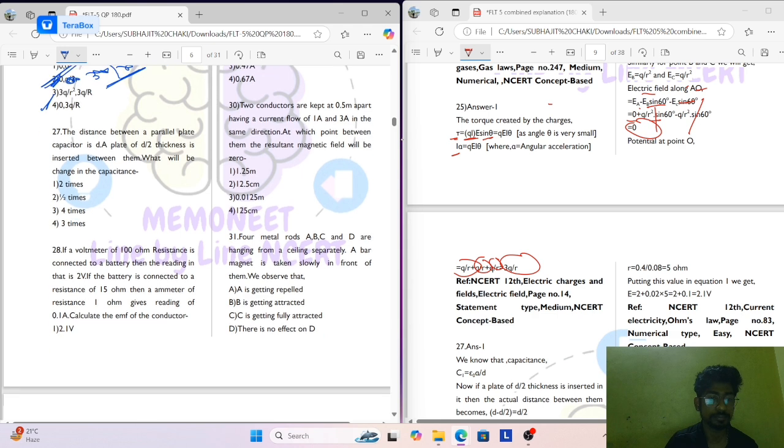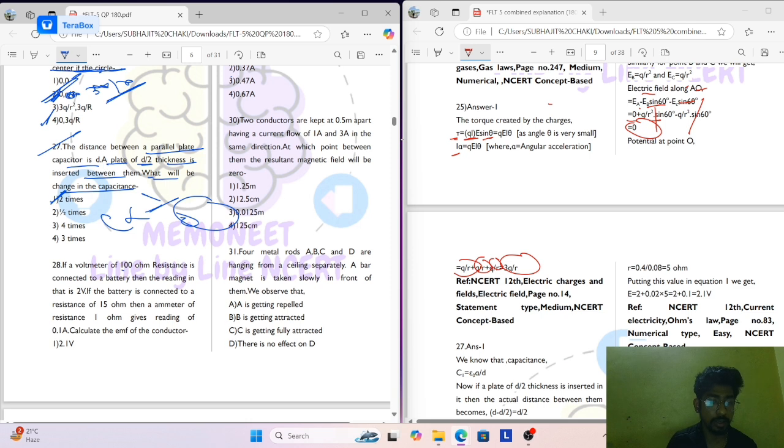Sorry. The distance between the plates of a parallel plate capacitor is D. A plate of D by 2 thickness is inserted between them. What will be the change in the capacitance? If you know C is proportional to 1 by D, and D by 2 thickness is inserted, then it will be twice, right? Because the thickness is halved, it will be twice, because of the inversely proportional relation.